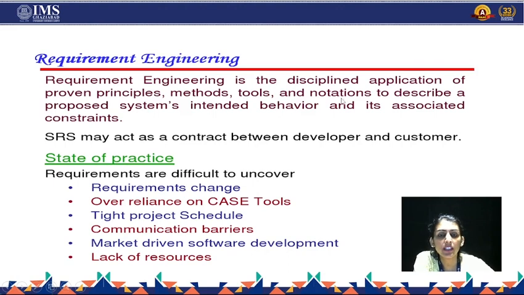So requirement engineering is the disciplined application of proven principles, methods, tools and notations to describe a proposed system's behavior and the associated constraints. SRS is a contract between the developer and the customer. Requirements are very difficult to uncover. Requirements may change. There can be over-reliance on CASE tools. The project schedule can be very tight. Communication barriers can be there between the customer and the developer. Then there is market-driven software development, and there can be a lack of resources.